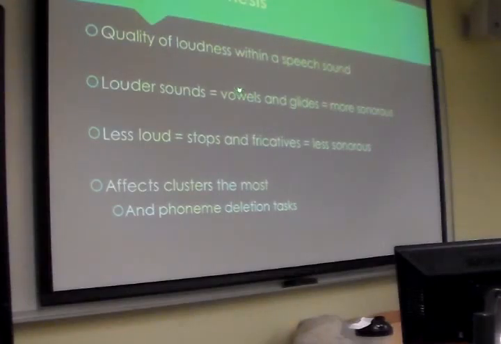So this idea is that louder sounds are ones that had a more open vocal tract, like vowels and glides, are more sonorous. Those that have the more quiet, think of it more along the lines of a spectrum, like stops and fricatives, are less sonorous. And this is important because it's been shown to affect clusters. So when children delete clusters as a part of cluster reduction, which we'll talk about in about a second, when children delete or reduce the amount of consonants within a cluster, they usually delete the sound that is less sonorous. And this also affects phoneme deletion tasks.